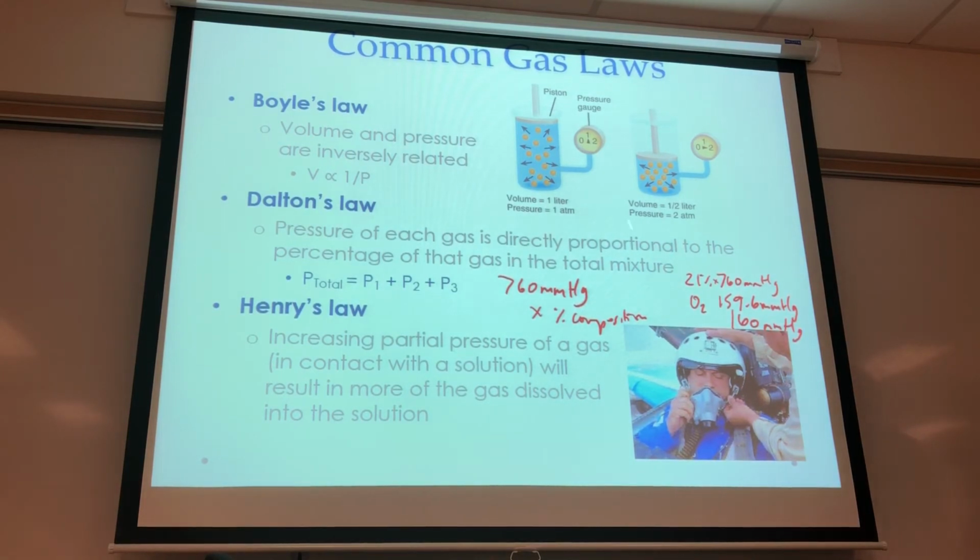And again, that's just those O2 molecules. That's the net pressure of just those O2 molecules on that surface. And when you add up each of the gases contained within, it comes out to 760 millimeters of mercury.